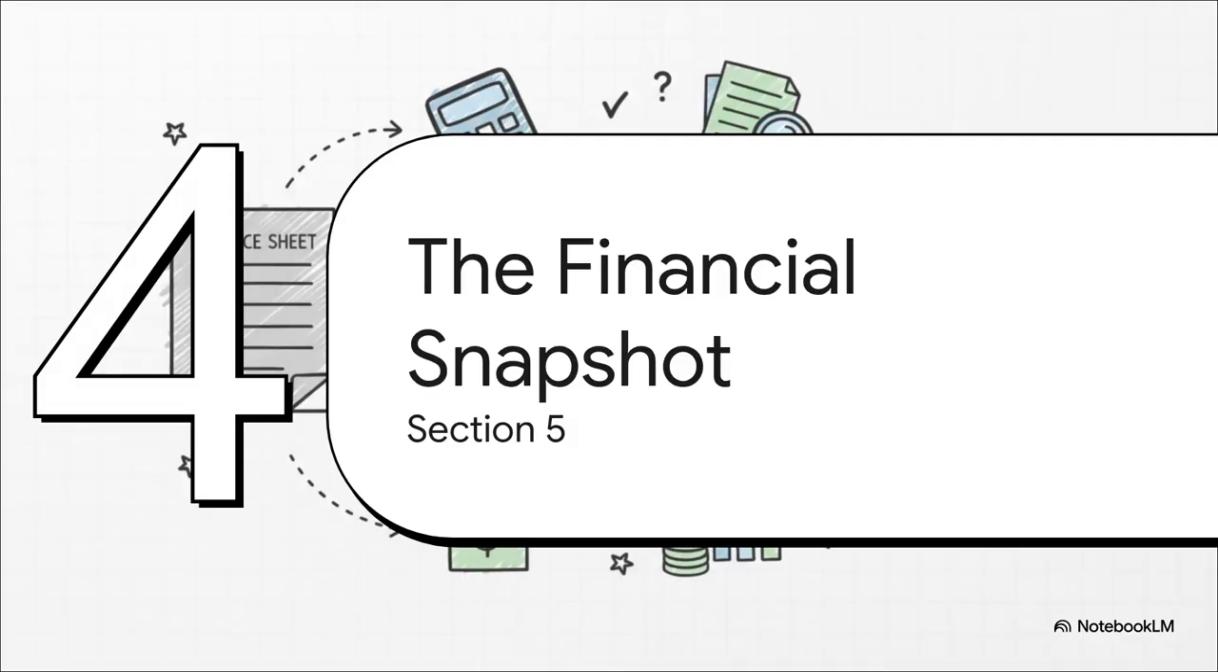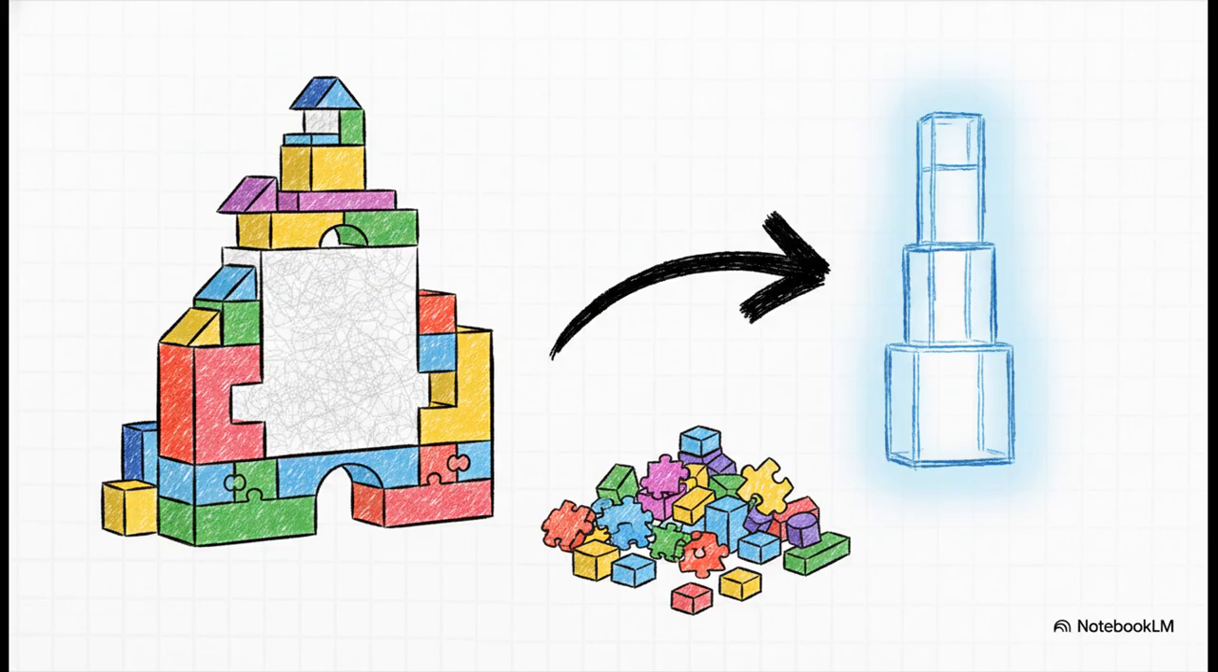So, Section 5, Building the Financial Snapshot. Our first structure is complete, but our job isn't done. We still have a whole pile of unused materials from the trial balance. Now we're going to use those remaining pieces, the assets, liabilities, and capital, to build our second structure, the Statement of Financial Position. Remember that golden rule? Every piece gets used once.